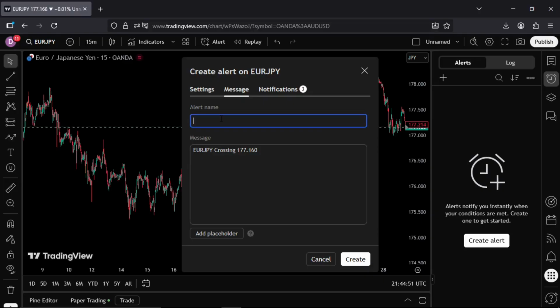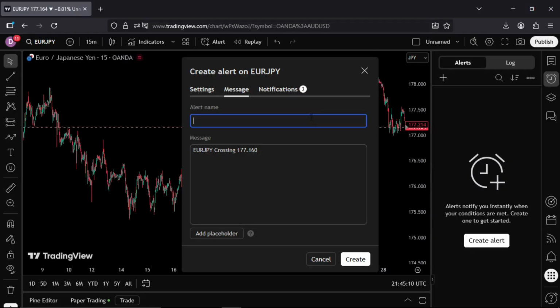Now next let's go to message. With the message, you can give your alert a name. I can go in and call this maybe Euro something, but I'm not going to do that. Next, you could put a message that you want to be in the notification, so you could go in here and customize the message.